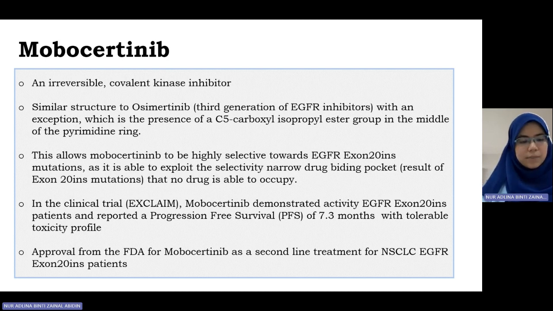This is demonstrated in the clinical trial EXCLAIM, where mobocertinib reported a progression-free survival of 7.3 months with a tolerable toxicity profile among the patient cohorts, hence accelerating approval from the FDA for mobocertinib as a second-line treatment for non-small cell lung cancer EGFR exon 20 insertion patients.